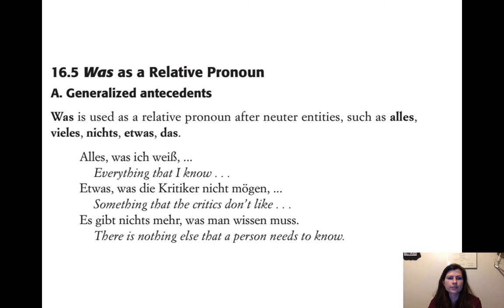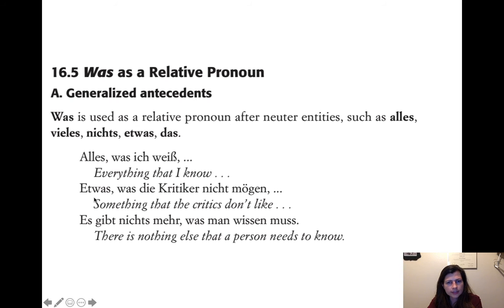And we have, for example, generalized antecedents. So was is used as a relative pronoun after neuter entities such as alles, vieles, nichts, etwas, and sometimes das. So you could say alles, was ich weiß, everything that I know. And so alles is just a very vague thing, it's not even a real noun, right? So that's why was is used. Alles, das ich weiß, does not sound great. It's alles, was ich weiß, yeah.